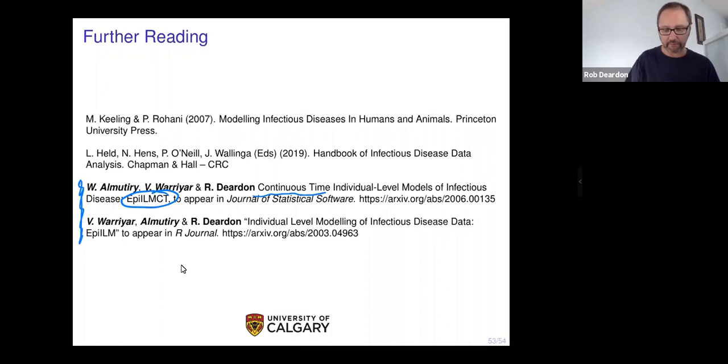The Keeling and Rohani book I mentioned earlier, I think it's a really nice book. It does touch on statistical aspects, but it's really about the mathematical side of the models, and I think it's a really nice introduction to that. This book actually came out in October last year, and I'd missed it. I knew it was coming, and then I forgot about it. So I haven't actually read it yet, but it's one of those CRC, Chapman and Hall handbooks, which are very nice.